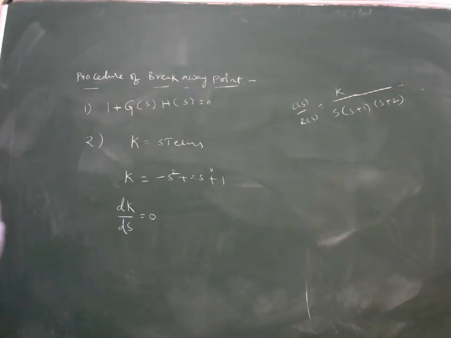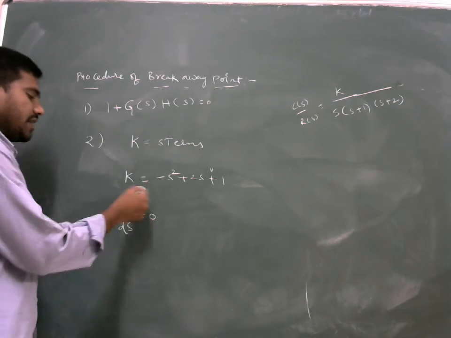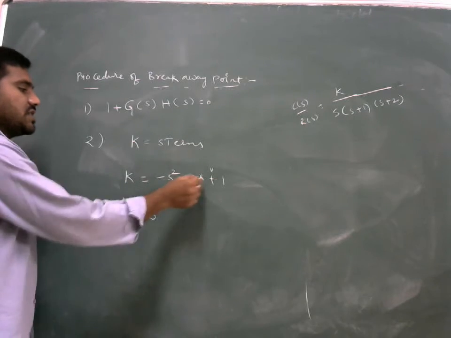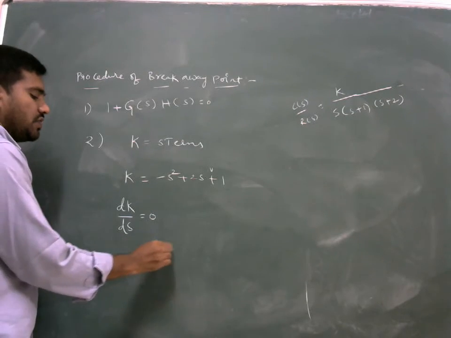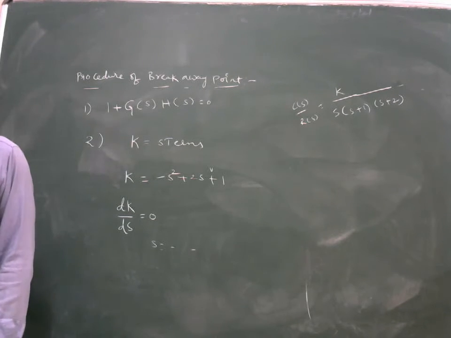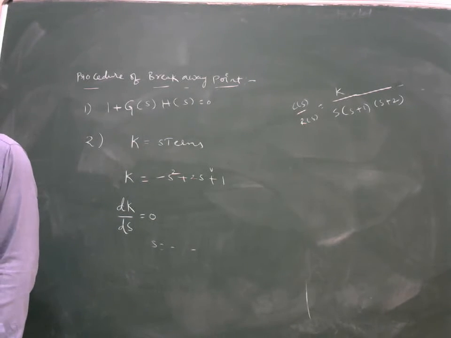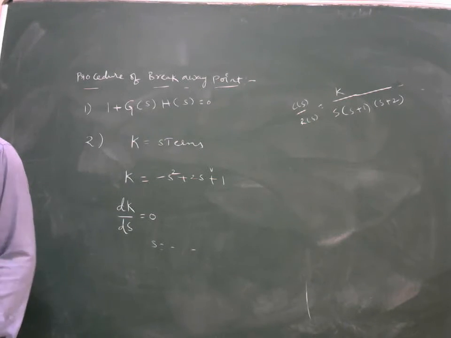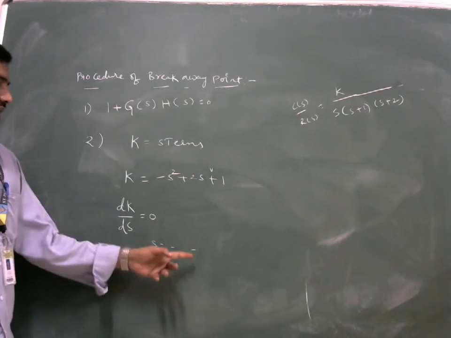Once you equate dK by ds to 0, you get an expression. That means which value are we going to get? The s value. That s value we call the breakaway point. You are getting some s value here.